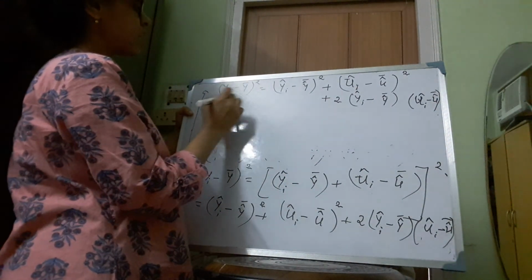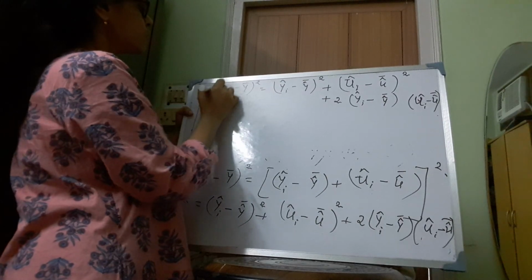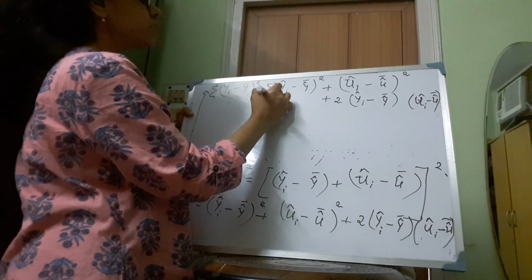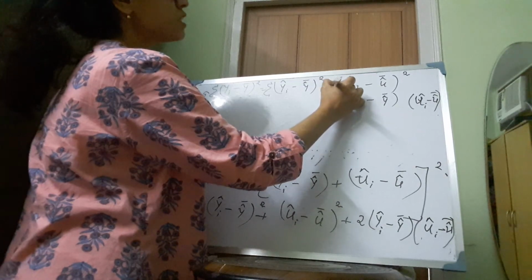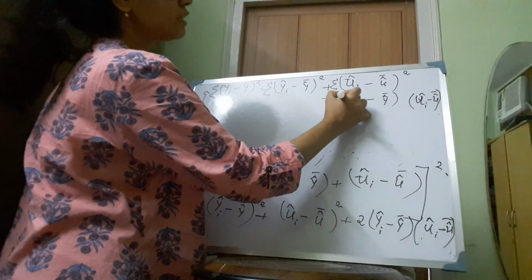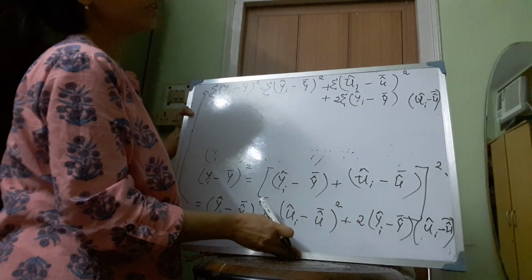Now we are taking the summation in both the sides. So we get summation of this term, then summation of the first term on the right hand side, summation of the second term on the right hand side, and then the summation of the third term on the right hand side.